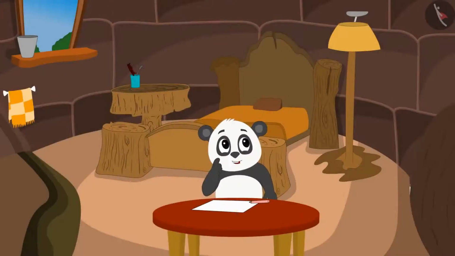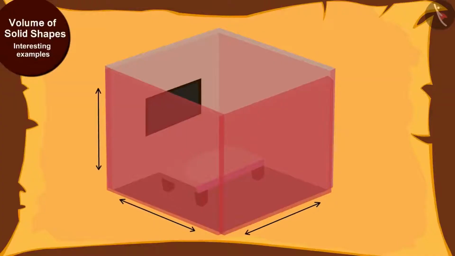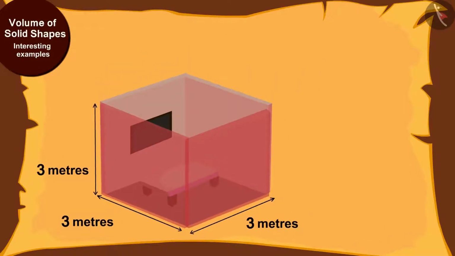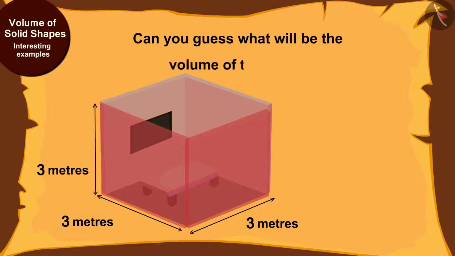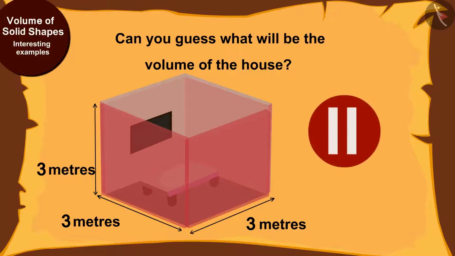To make each house unique, I will make it cube-shaped. The sides of each house will be 3 meters long. He thought. So kids, can you guess what will be the volume of the house? If you wish, you can stop the video and think of the answer.